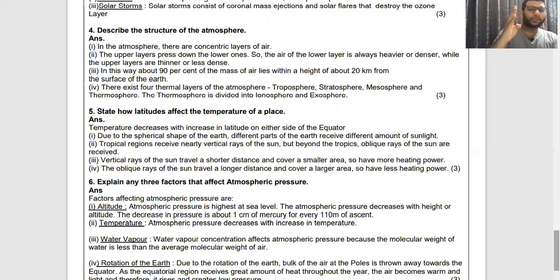There exist 4 thermal layers of the atmosphere. So troposphere, stratosphere, mesosphere, thermosphere. The thermosphere is divided further into ionosphere and exosphere. So that's how the structuring of atmosphere has been seen. You may support this answer with a diagram if you want, just to show. You can normally show a box, for example, draw lines in between, showing the layers and name them. So that can also give you a good, probably 1 mark.